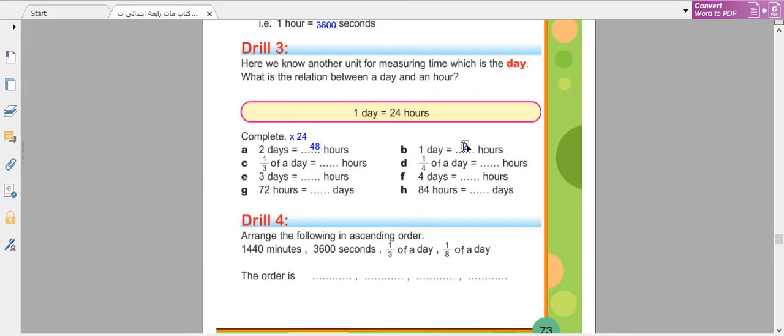1 day equal, yes, 24 hours. Third of the day equal how many hours? Third times 24 equal 8 hours. Quarter of the day is 6 hours. 3 days equal 3 times 24 equal 72.